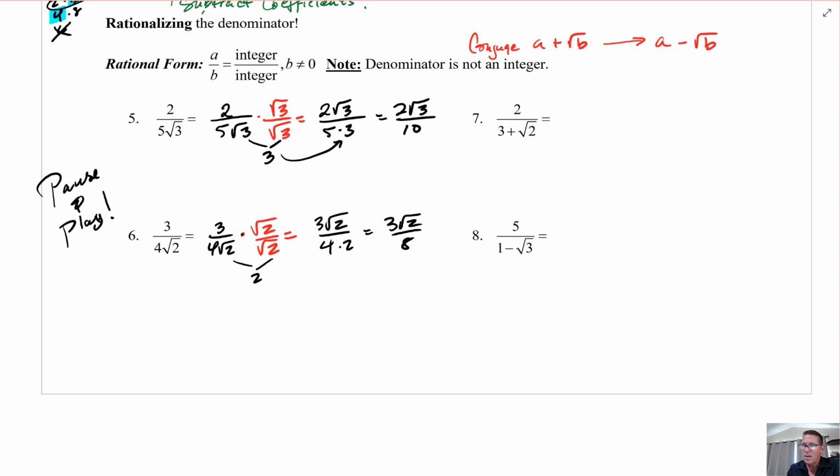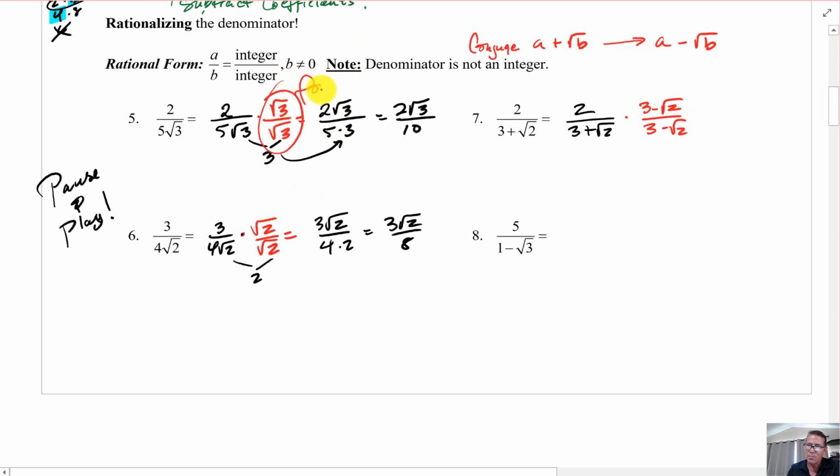So, I've got to write down the right expression: 2 divided by 3 plus root 2. And now I'm going to multiply by 3 minus rad 2 divided by 3 minus rad 2. Remember, this stuff in red, we call these forms of 1. Why? Because anything divided by itself is 1. Root 3 divided by root 3 is nothing more than 1. And when you multiply something by 1, you're not changing its value.